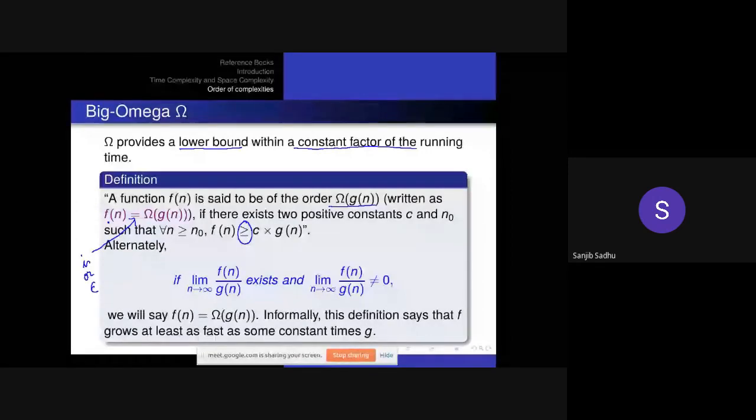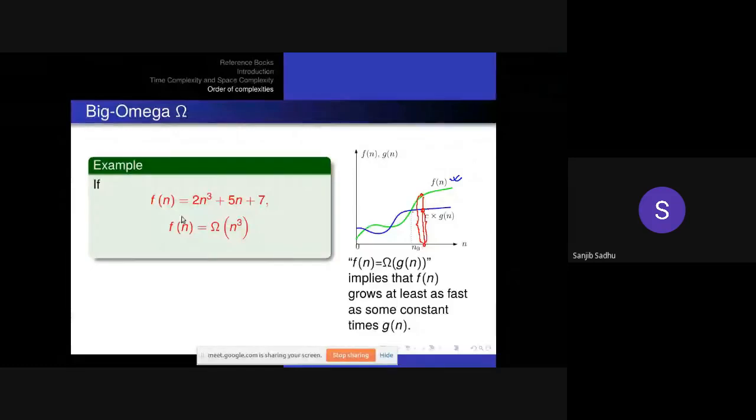Example here: f(n) is 2n cubed. You can prove that this is greater than or equal to some constant times n cubed, for example c is 1, for all values of n greater than or equal to n naught. You choose. I am not writing what the value of c and n naught will be. You can choose yourself. First choose c, then choose n naught. It is not mandatory that all the students choose the same c. They can choose different c.